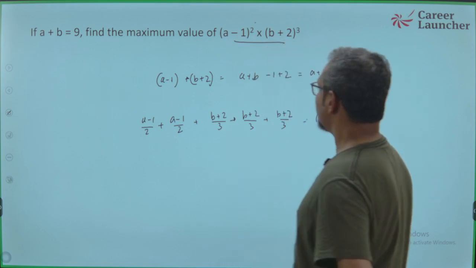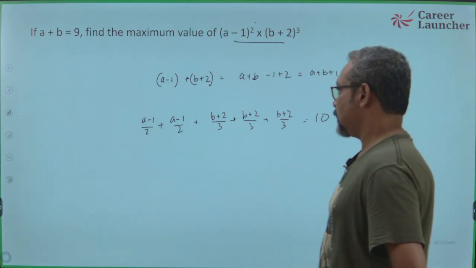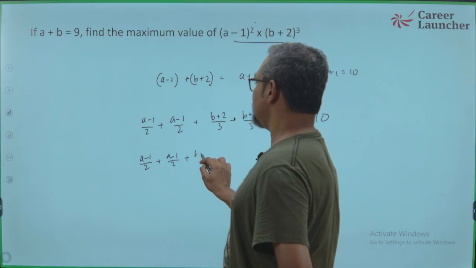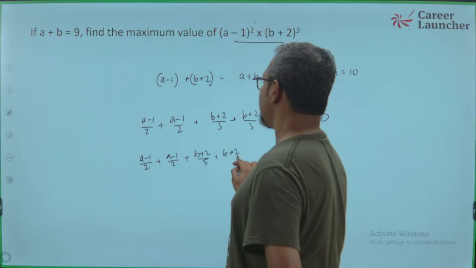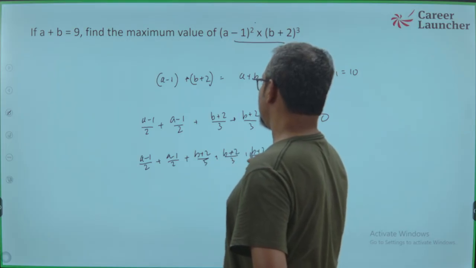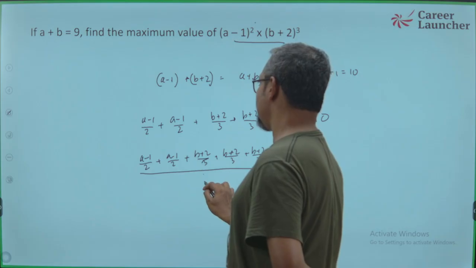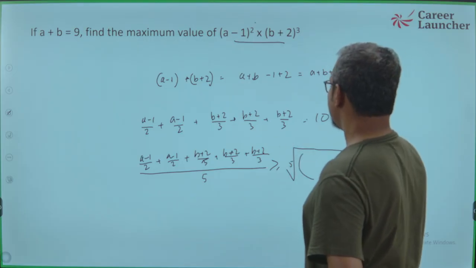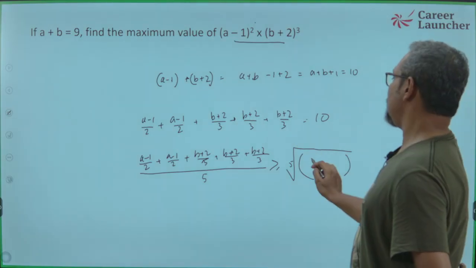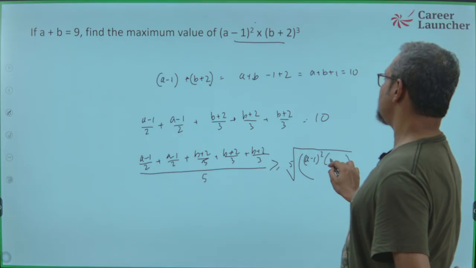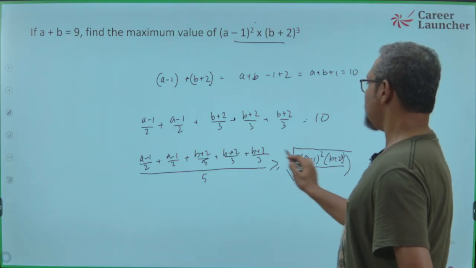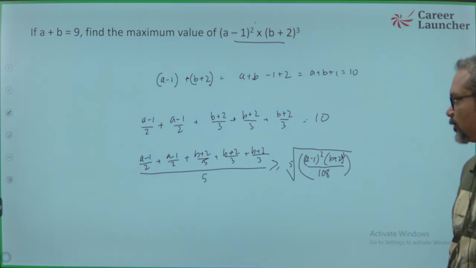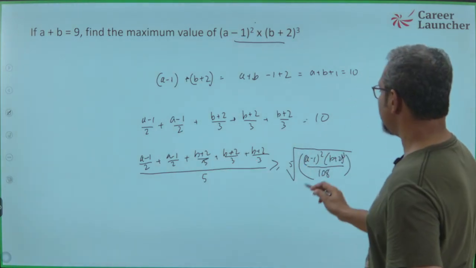is 10. Now using the AM-GM inequality again, the sum of all of these, so a minus 1 by 2 plus a minus 1 by 2 plus b plus 2 by 3, b plus 2 by 3, b plus 2 by 3, divided by 5 is greater than or equal to the fifth root of the product of all of these, which will be a minus 1 squared times b plus 2 cubed divided by 4 and 27, that is 108. That's what I will get, because when I multiply this, 27 and 4 will come, 27 4s are 108.